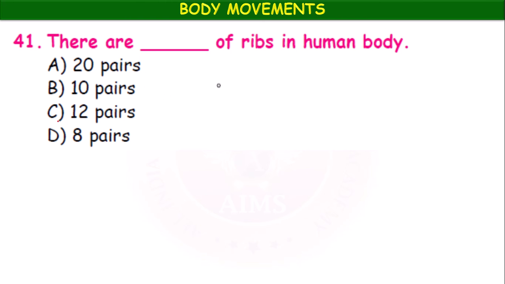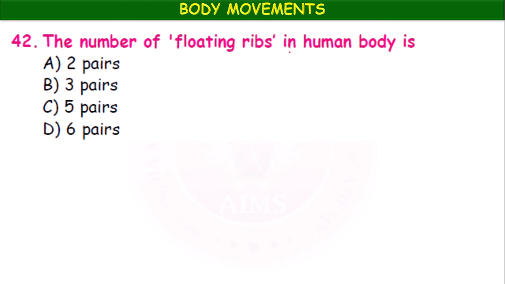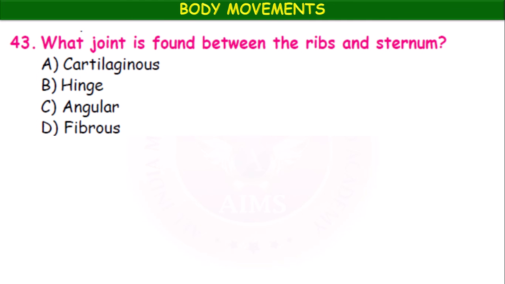How many pairs, children? 12 pairs of ribs, and the ribs are classified into false ribs, true ribs, floating ribs, like that. Okay. The number of floating ribs in the human body is how many? 2 pairs, 3 pairs, 5 pairs, 6 pairs. How many pairs, children? 2 pairs of ribs are floating ribs.